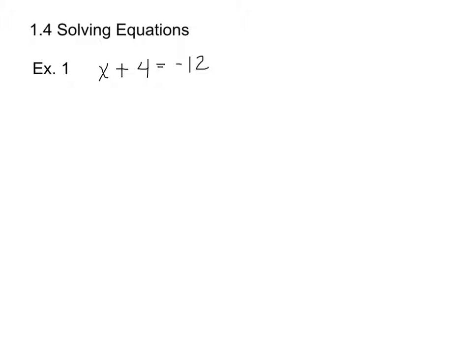Our first equation is x plus 4 equals negative 12. One thing that you want to remember when you're solving equations is you have to isolate the variable, meaning getting the variable by itself. And we do that by what we call inverse operations. That means that we want to undo the operation that is at the current step.